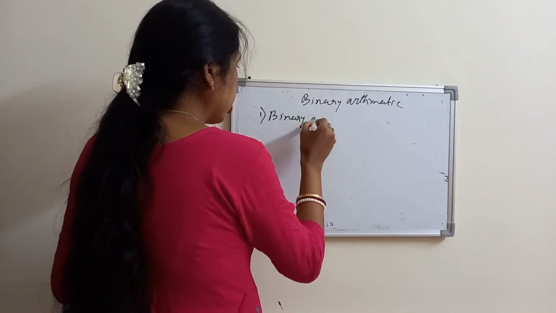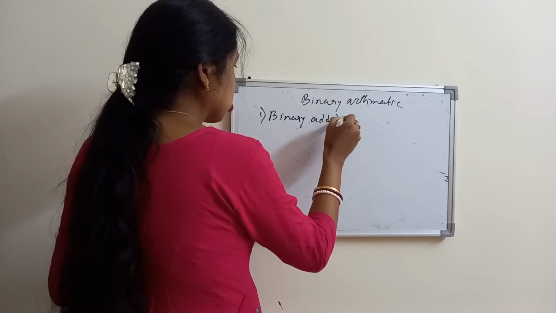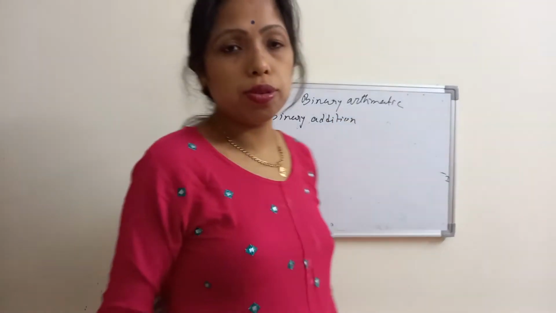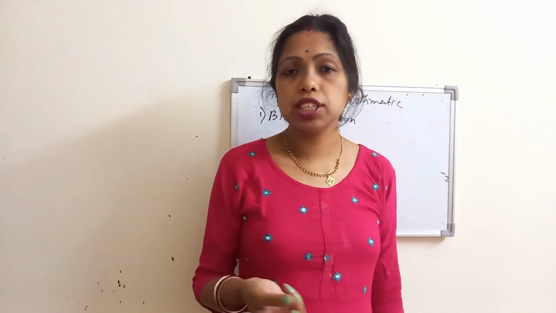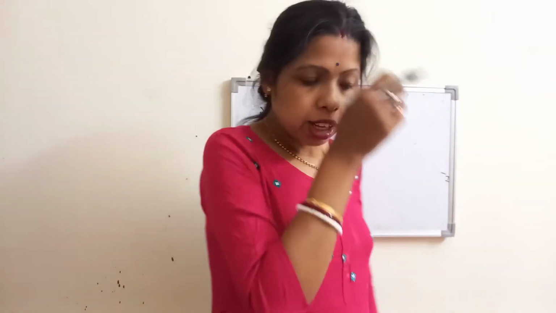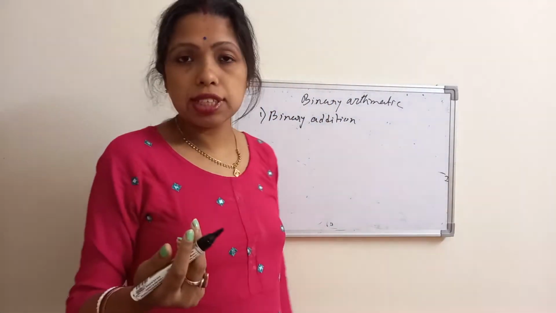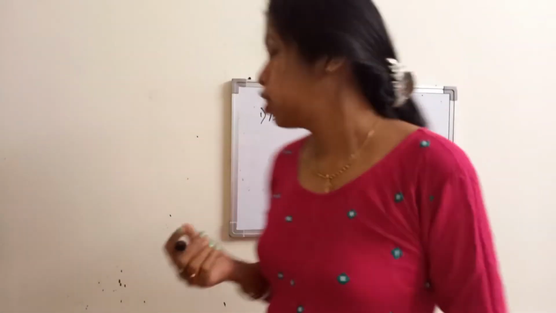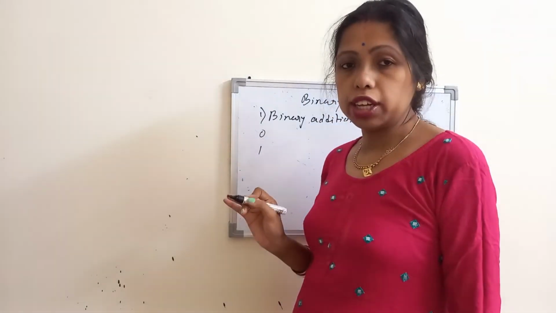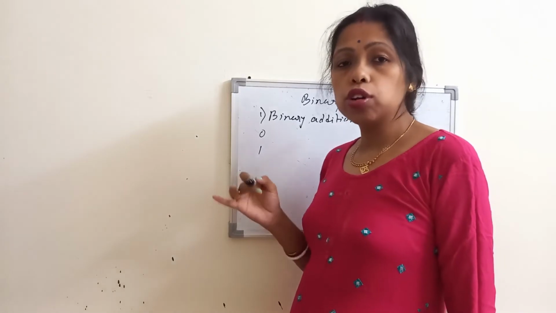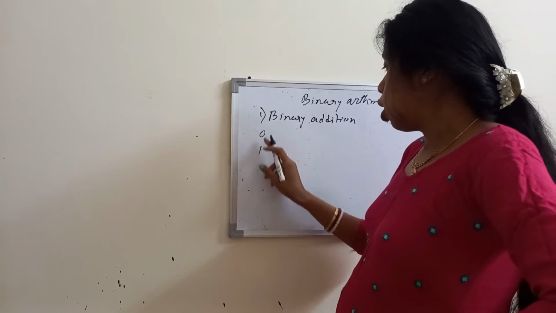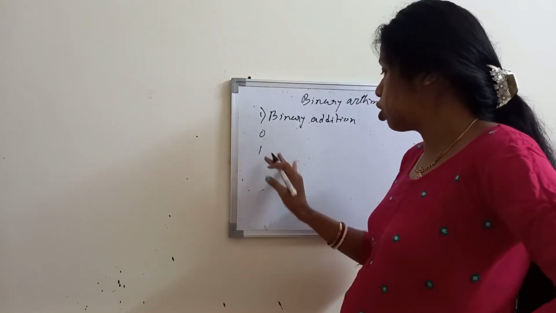Binary addition. As we know, only 0 and 1 are related to binary numbers. In binary addition there are two numbers, one is 0 and another is 1. Addition can be done between these two numbers. How many combinations there are, I will tell later.